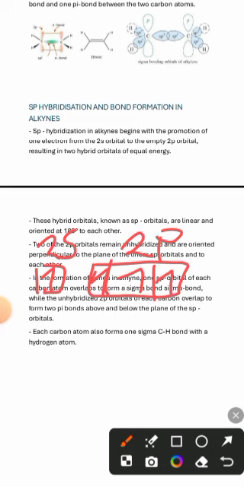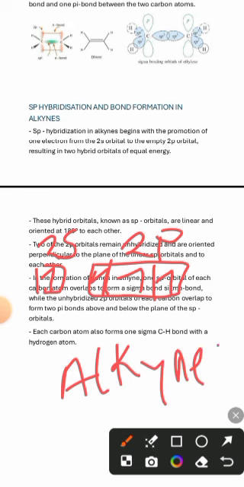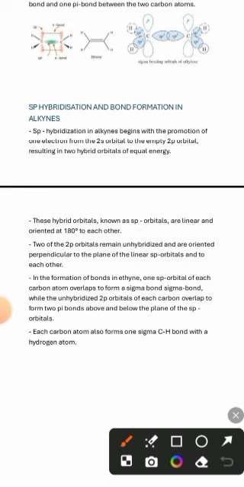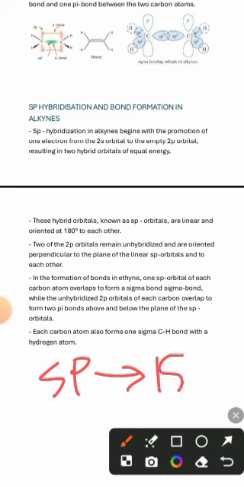Now for this sp hybridization, we'll be looking at alkynes. Alkynes have this kind of bond. And now for the angle that is formed between the orbitals, the sp orbital is a linear shape which has an angle of 180 degrees. They are oriented at an angle of 180 to each other. They are in a straight line to each other.